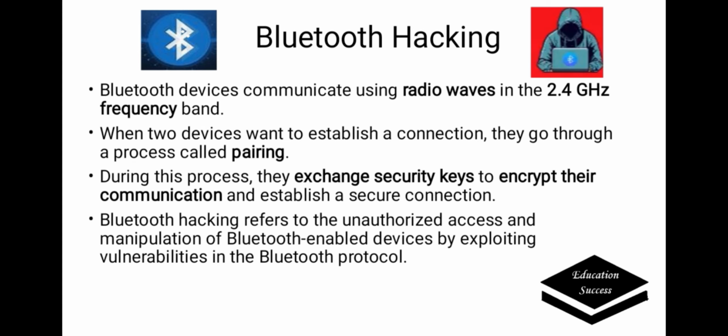Bluetooth devices communicate using radio waves in the 2.4 GHz frequency band. When two devices want to connect, they go through a process called pairing. During the pairing process, they exchange their security keys to encrypt their communication and establish a secure connection.